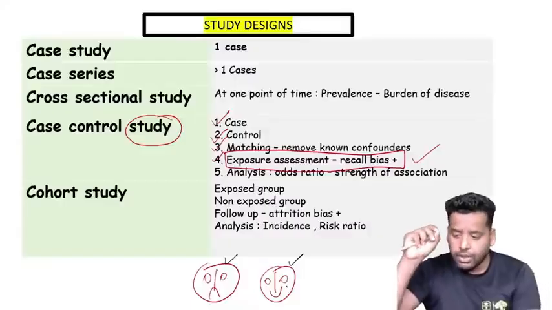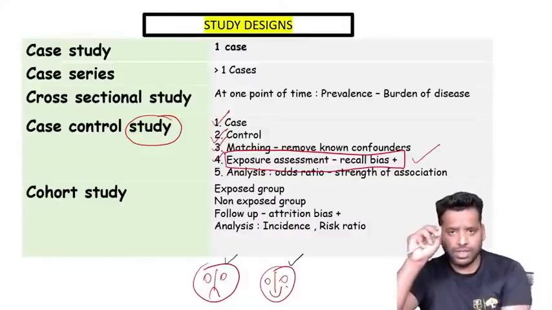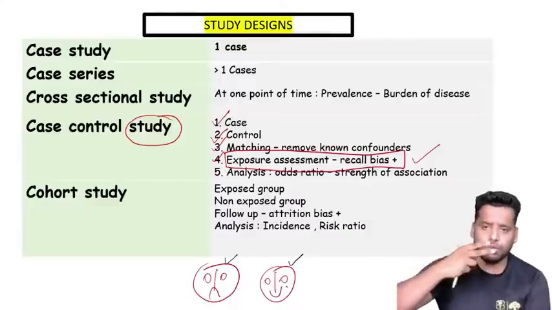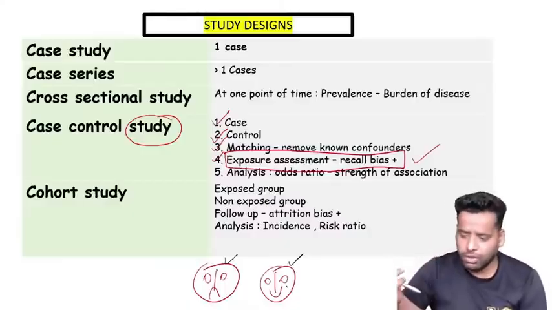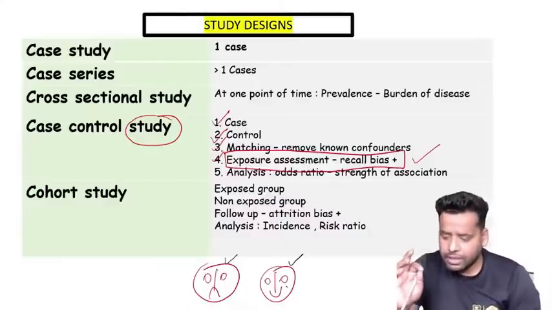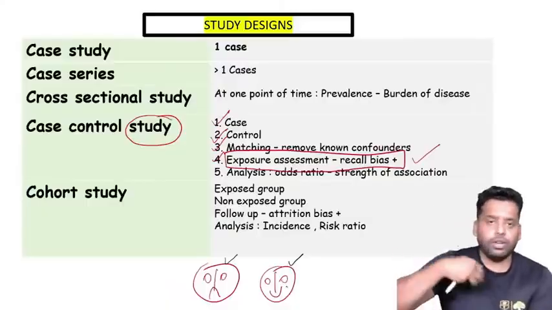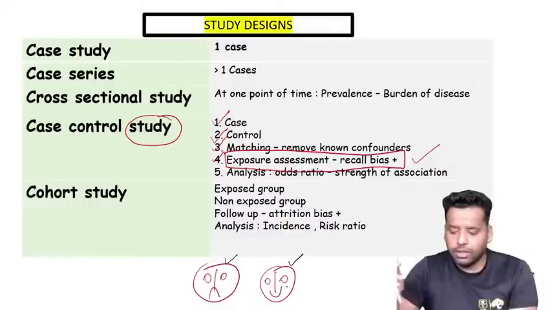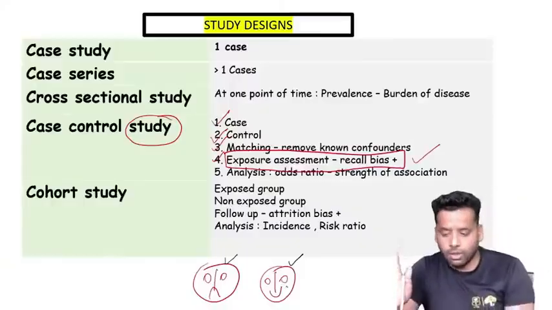Cases: हाँ एक पी थी, हाँ वही तो मैं बता रहा हूँ ना. ठीक है, एक ही तो छोटा सा सिगरेट, एक पफ या दो पफ मारा होगा बस. हाँ गुड. Cases will try to recall the exposure more compared to controls. This is recall bias. Tell me yes or no.